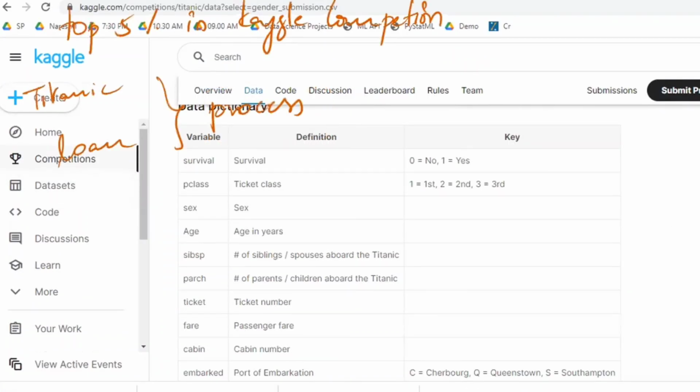So the process is important. Whatever it is, the process is important. So don't mention in the resume that you have worked on the Titanic data, and this particular competition you can't use as the capstone project.